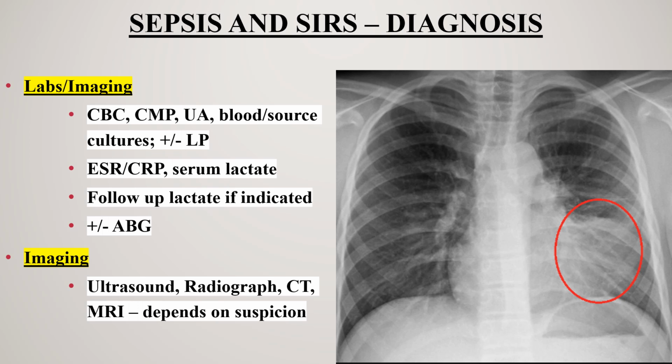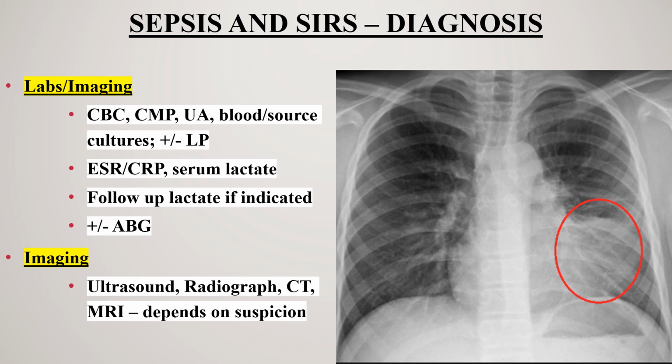Lumbar punctures are usually only indicated if there's some sort of acute onset AMS or other signs of a CNS infection. And then you're going to want to check your baseline acute phase reactants to see how widespread the infectious response is, so ESR, CRP. And then lactate's going to tell you how much tissue hypoperfusion is ongoing.